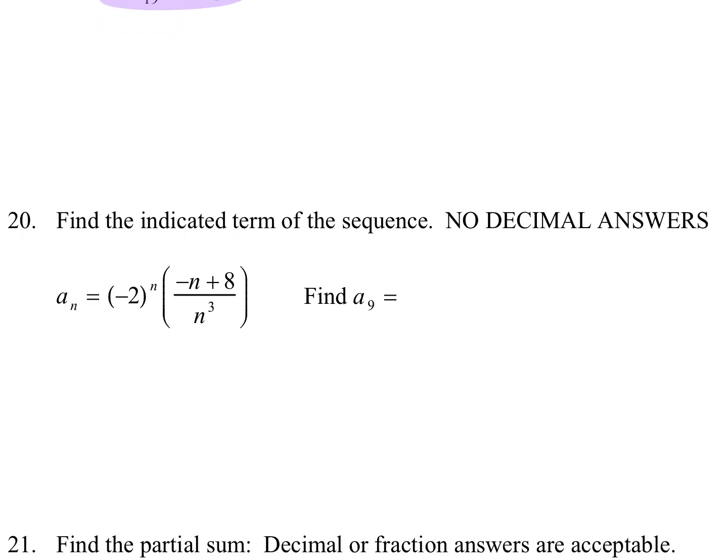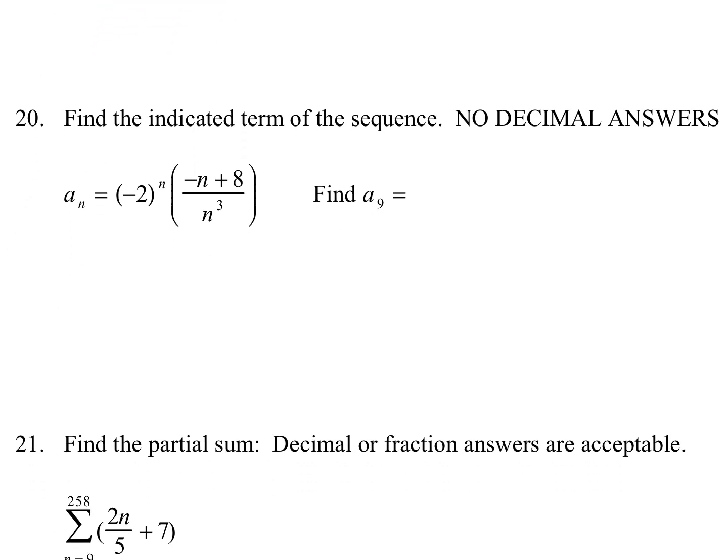Next, we're finding the indicated sum of the sequence, which is the ninth sum in the sequence, negative 2 to the power of n times negative n plus 8 over n cubed. So we're going to plug that 9 in anywhere we see an n. So it's going to give us negative 2 to the power of 9 times negative 9 plus 8 all over 9 cubed.